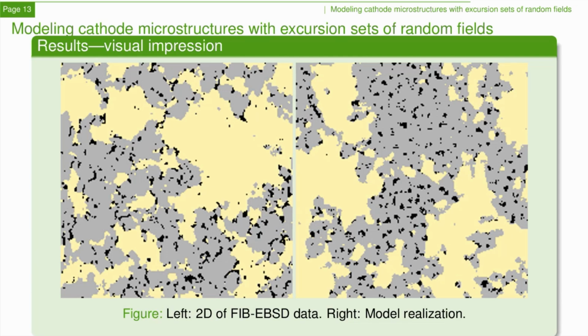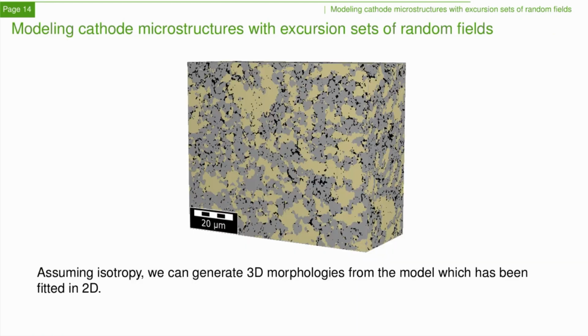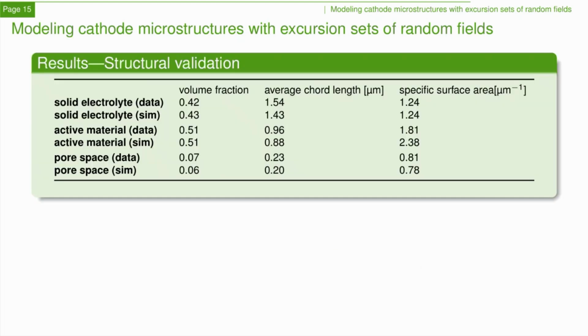So here on the left-hand side, you see a 2D image taken from the microscopy images, and on the right-hand side, simulated data. And as the model is isotropic, it can immediately be simulated in 3D. We can later introduce some anisotropy if we want. So if we have data on that, it can be introduced later on. But this model can be immediately simulated also in 3D. So we calibrated this only with 2D data.